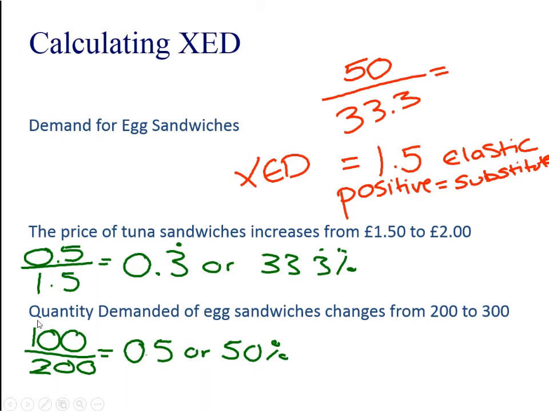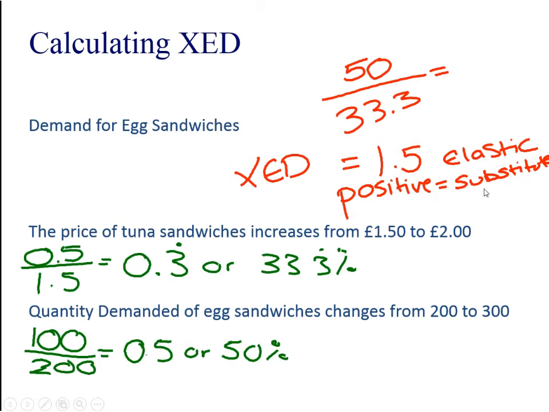And then the quantity demanded of egg sandwiches changes from 200 to 300. So 100 is the change over the original, which was 200, equals 0.5 or 50%. So then when we put this in our XED figure, it's 50 over 33.3, or 0.5 over 0.3 recurring, and because they're both positive numbers, it gives a positive number, and it gives 1.5. Now because it begins with a whole number, 1, that means it's elastic. So the quantity demanded for egg sandwiches is sensitive to a change in price of tuna sandwiches. But because it's positive, it means that they're actually substitutes for each other.